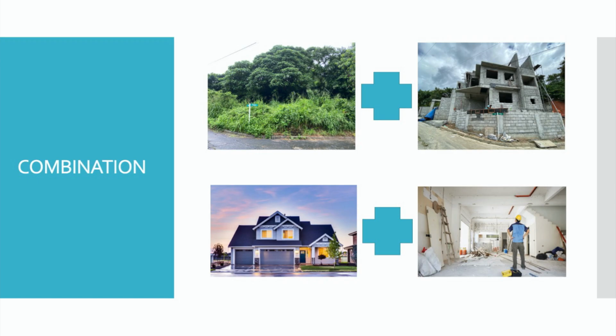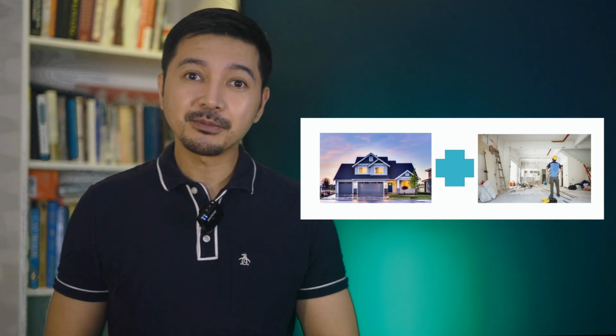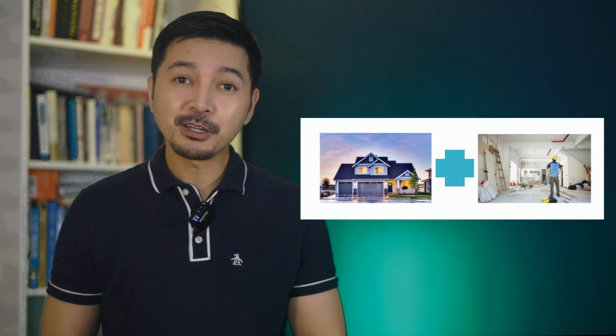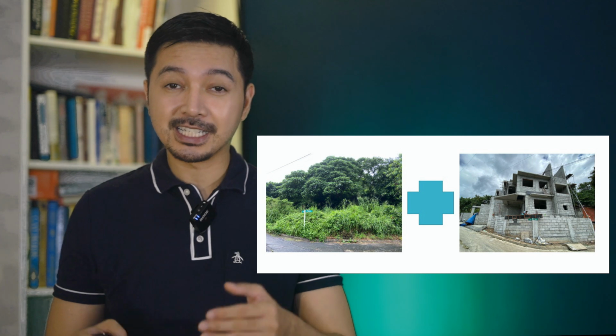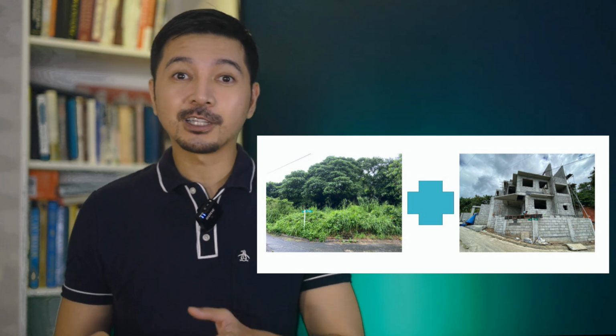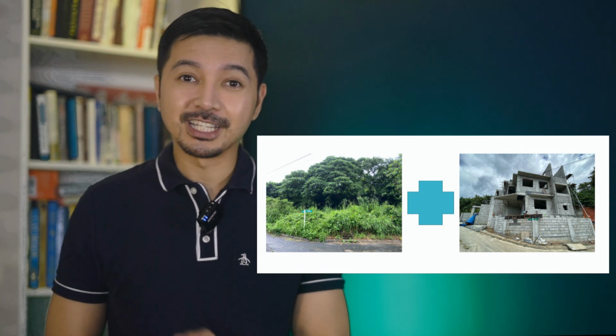Marami din ang hindi nakakaalam that you can combine these loan purposes. For example, you can purchase a lot and you can do construction of a residential house at the same time. And you can also do purchase of residential unit, pwedeng condo, pwedeng house and lot, pero may kasama na siyang home improvement. Or if you have an existing loan at gusto mong patayuan na bahay, you can do refinancing of an existing mortgage, specifically a lot loan, with construction of a residential unit.